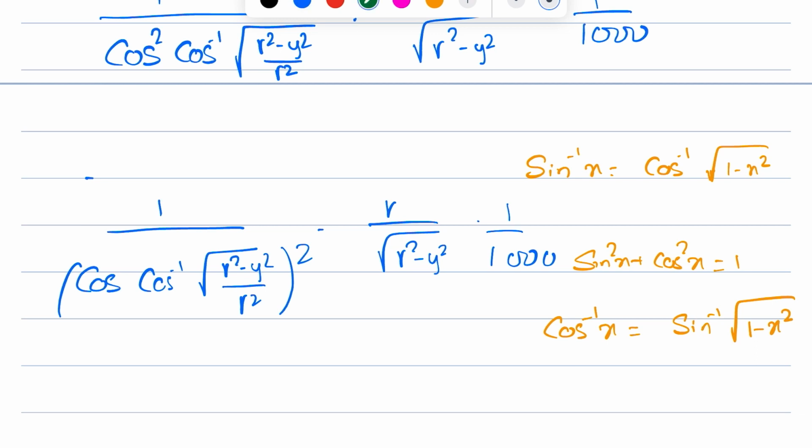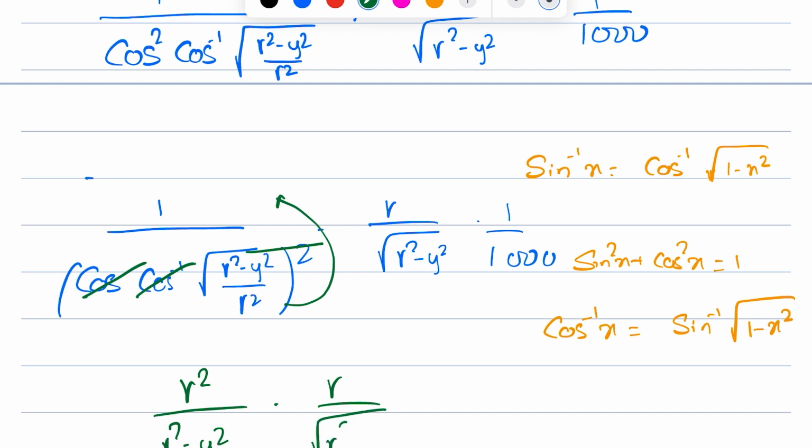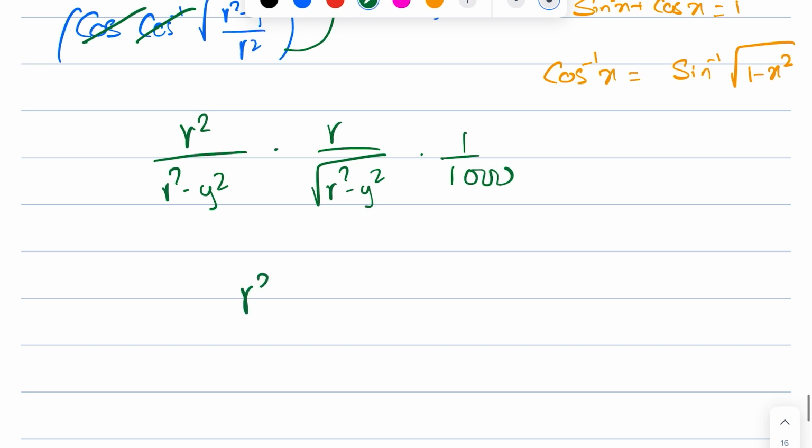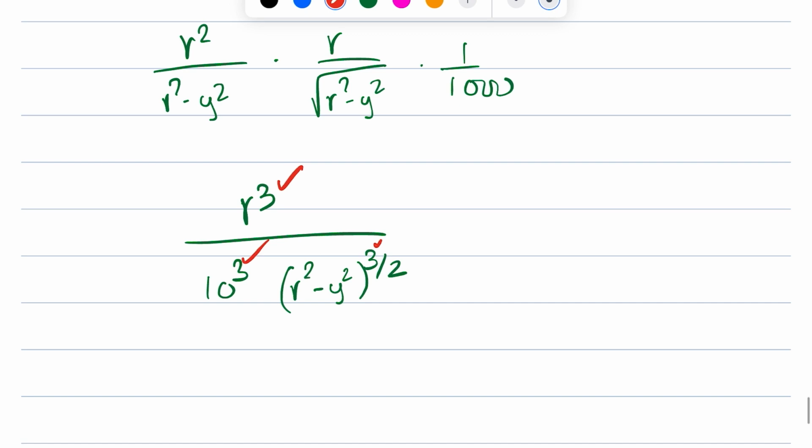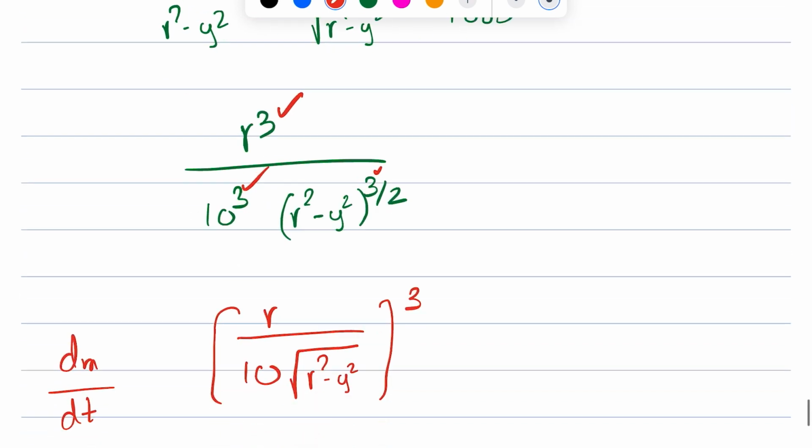So what happens? Cos and cos inverse get cancelled, square and square root get cancelled, and this r square goes to the top. So r square upon r square minus y square, times r upon square root of r square minus y square, times 1 upon 1000. So it becomes r cube upon 1000, which is 10 cube, r square minus y square whole power 3 upon 2. We can see that the 3 is common, so it is r upon 10 square root of r square minus y square whole cube. So a bit complicated one. This is the way I get dm by dt.